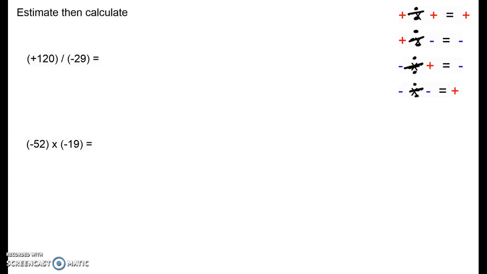All right, looking at the first one here, let's estimate. We can see that a positive and a negative is going to yield a negative answer.